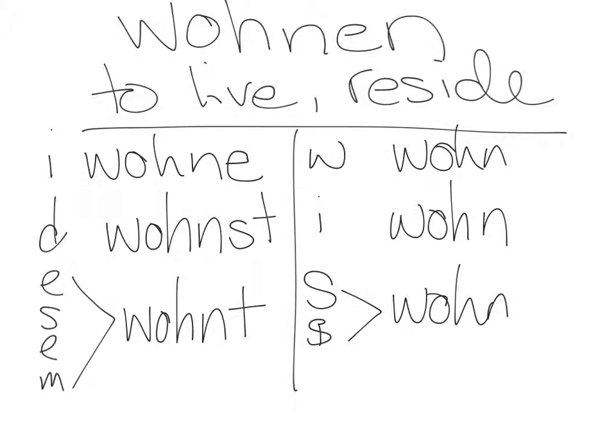Good. What about wir? What are we adding? En. So now we have wohnen. Ihr, what are we adding? T. So we have wohnt. And Sie, what are we adding? And then wohnen. Sehr gut. That's it for your verb. Keep it handy. You'll want to take a look at it, but you don't need to write any more on it.